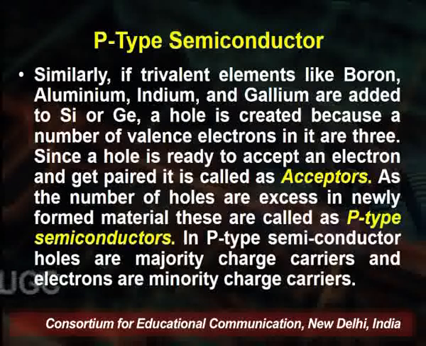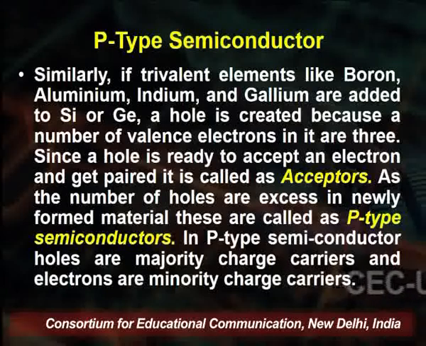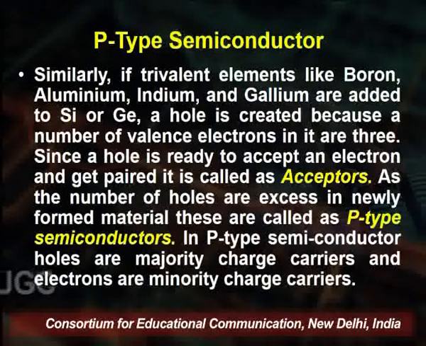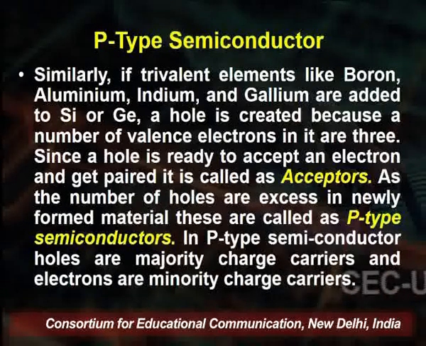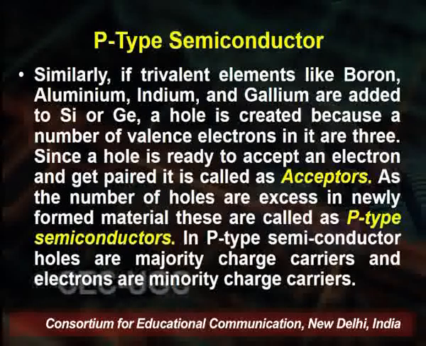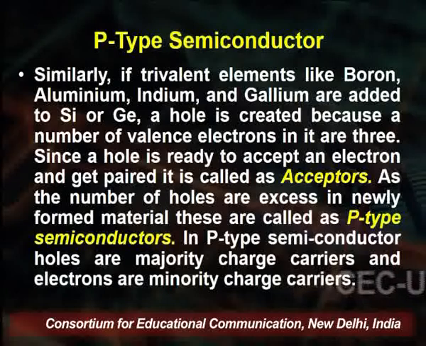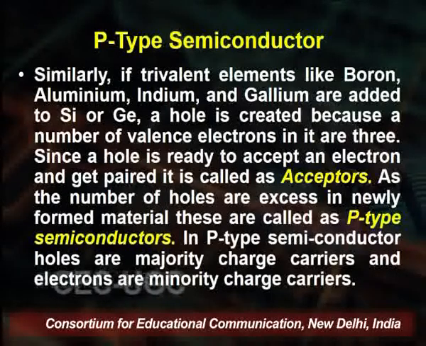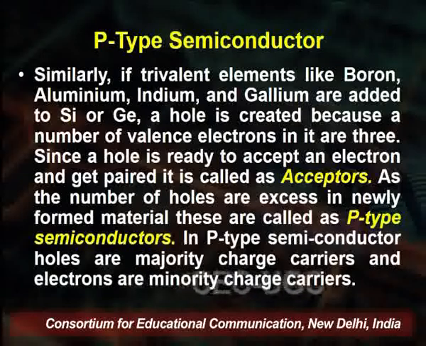Now in the P-type semiconductor, similarly as there we had the pentavalent, here we have the trivalent elements like boron, aluminum, indium and gallium added to the silicon or germanium. A hole is created because the number of valence electrons in it is 3. So the number of holes will increase. Since a hole is ready to accept an electron and get paired, it is called the acceptor. So N-type is the donor and P-type is the acceptor.